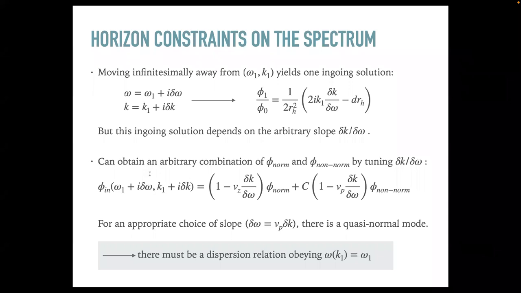Okay. And as I mentioned, delta k over delta omega is arbitrary. I can move in any direction I want. And that means there's always some direction I can move in for which the non-normalizable coefficient is just zero. If I move in a certain direction, this will always be zero. And that means there's always some direction I can move in close to this point for which the ingoing solution is normalizable.